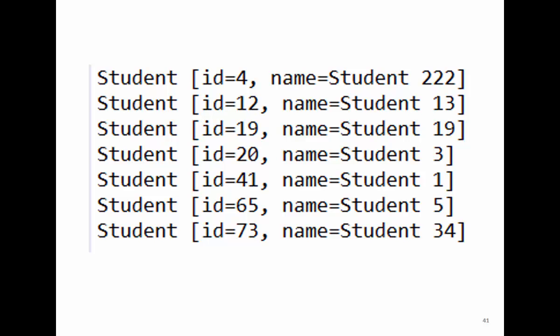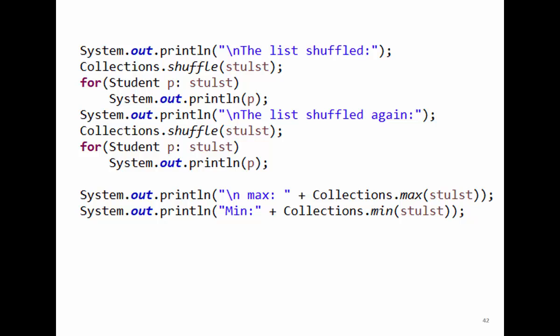Here we print the students, and you can see we are relying on the student implementation to print these in order. Now we try to shuffle them. The list, print it out, shuffle again, and then we determine the maximum and the minimum of the students.